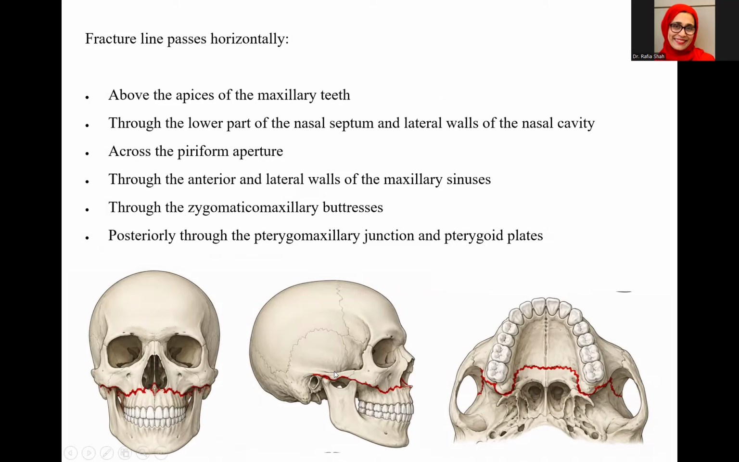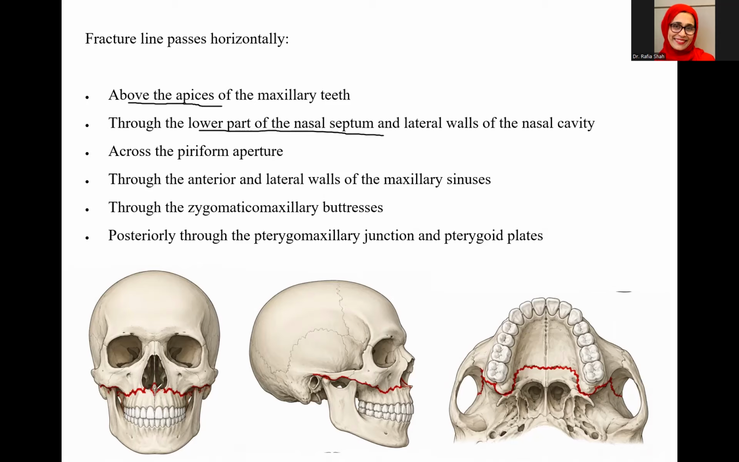So what are the fracture lines in proper words? We see it crosses the apices of the maxillary teeth. If you see here, these are the maxillary teeth and these are the apices of the teeth, and it crosses the apices of the maxillary teeth and goes through the lower part of the nasal septum. In this picture, the fracture line crosses the apices of the maxillary teeth, then goes towards the nose, crossing the floor of the nose, and passing through the nasal floor, crossing through the piriform aperture.